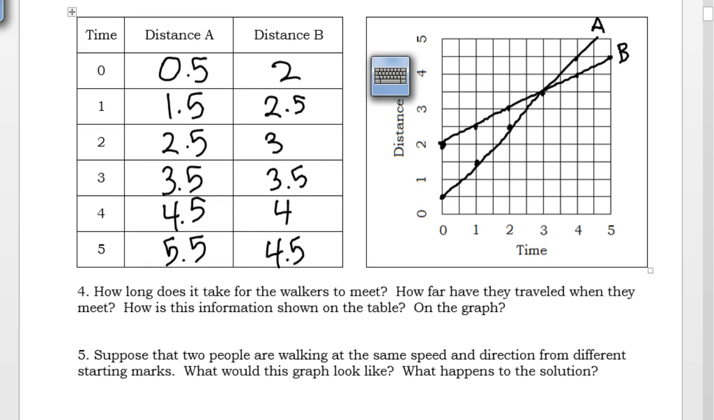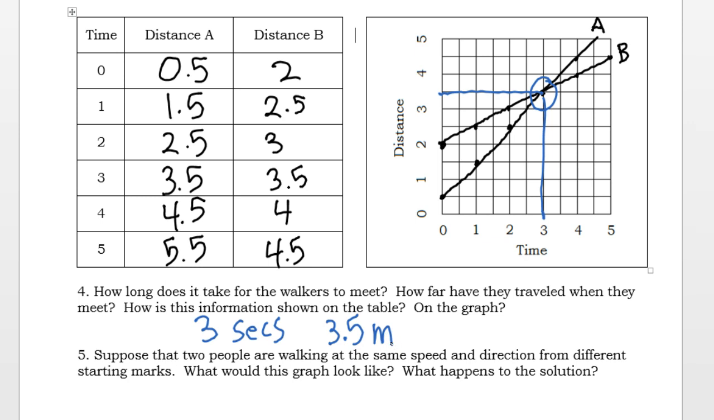I can see that on the graph pretty easily. Right here is the intersection point. It took them 3 seconds to meet. And they also traveled a distance of 3.5 meters. That information is pretty obvious on the graph. Where do they cross? It's also pretty obvious on the table if you know where to look. If I'm looking at my 2 columns that I filled out, I look where I see the same value. I have 3.5 and 3.5. Both with 3, that is my 3 seconds and 3.5 meters.